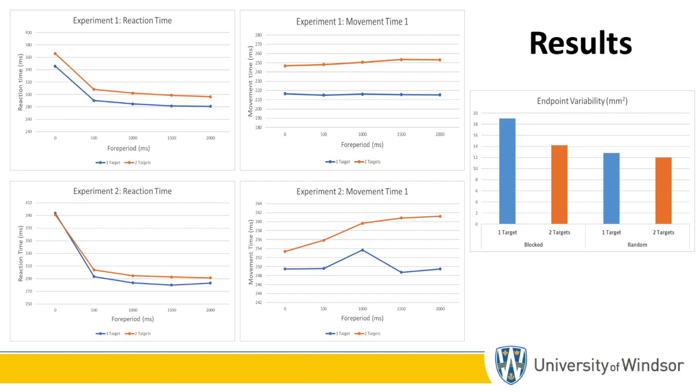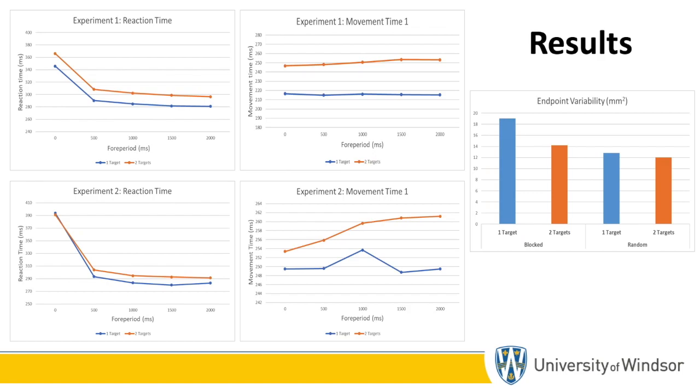The results of Experiment 2 revealed that reaction time was longer in the 2 compared to 1 target condition only at the longer foreperiods. While the 1 target advantage in movement time did not emerge at short foreperiods, movement times to the first target were longer in the 2 compared to 1 target condition at longer foreperiods. These results add further support to the movement integration hypothesis.